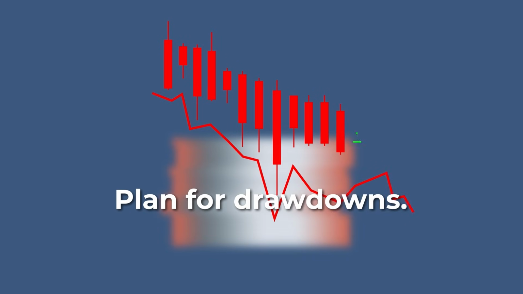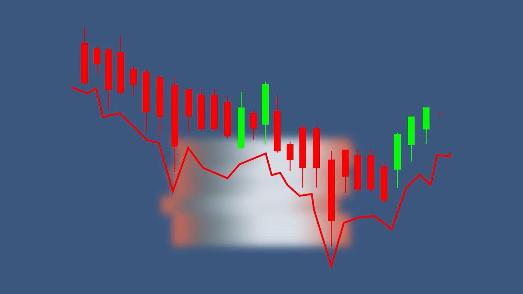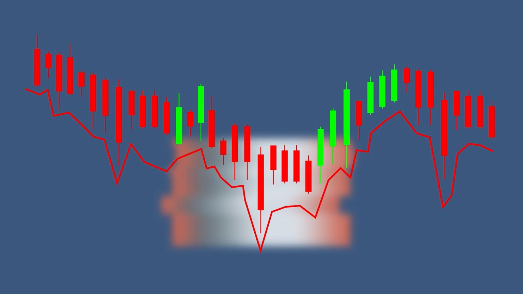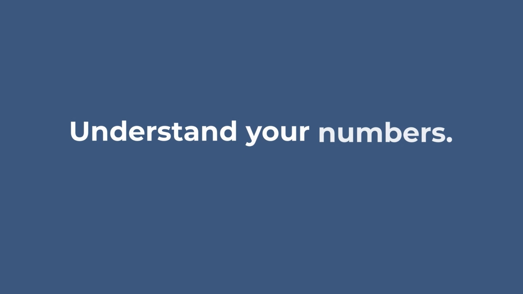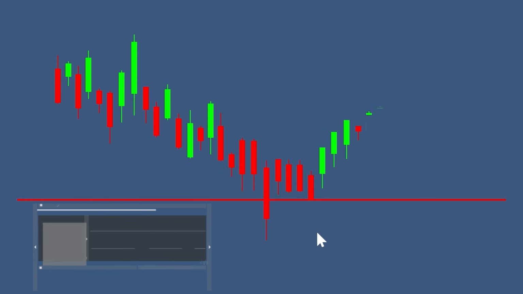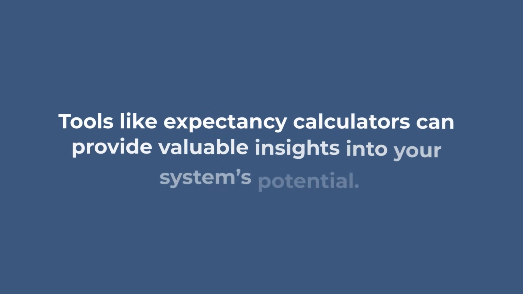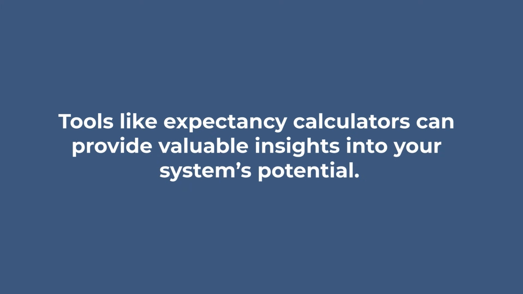Plan for drawdowns. Losing streaks are inevitable, even with a solid edge. For example, with a 60% win rate, you could still lose 8 trades in a row over 1,000 trades. If you're risking too much per trade, this could wipe you out. Understand your numbers. Backtesting and simulations can help you estimate the likelihood of losing streaks and adjust your risk accordingly. Tools like expectancy calculators can provide valuable insights into your system's potential.